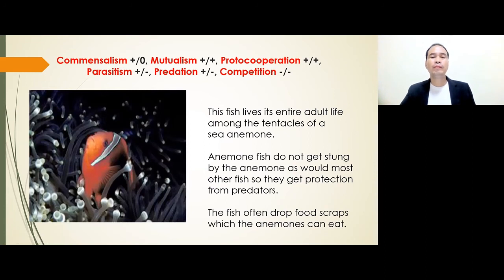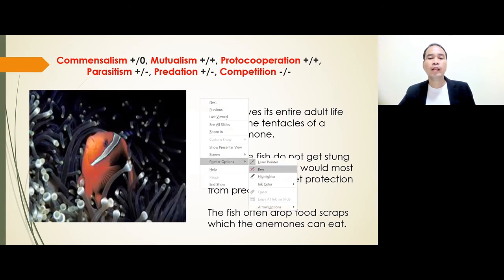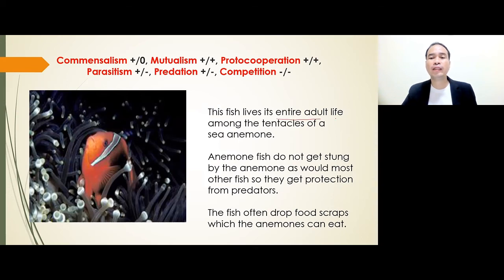Okay, next, let's read the situation. This fish lives its entire adult life among the tentacles of a sea anemone. Anemone fish do not get stung by the anemone as would most other fish, so they get protection from predators. The fish often drop food scraps which the anemones can eat. So in this situation, the anemone fish live their entire adult life among the tentacles of a sea anemone, meaning it's very dependent. The fish needs the sea anemone as its home.